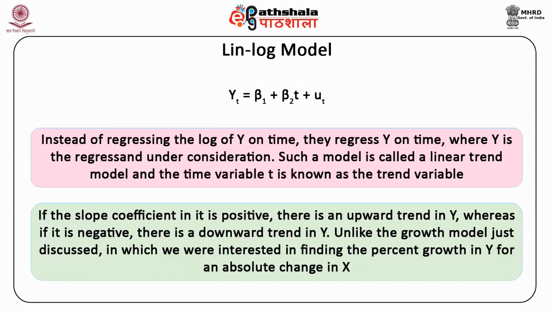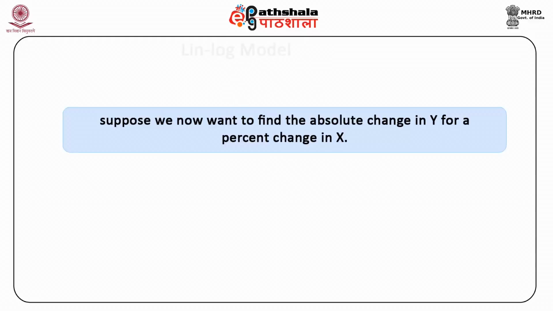Unlike the growth model just discussed, in which we were interested in finding the percent growth in y for an absolute change in x, suppose we now want to find the absolute change in y for a percentage change in x. A model that can accomplish this purpose can be written as yi is equal to beta 1 plus beta 2 ln xi plus ui. For descriptive purposes, we call such a model a Lin-log model.